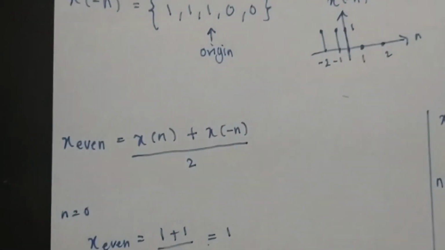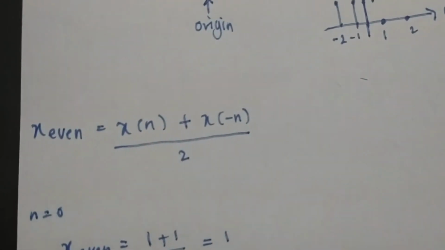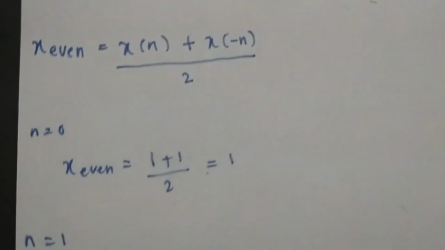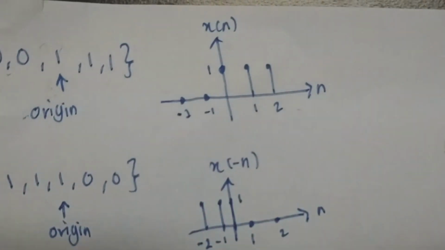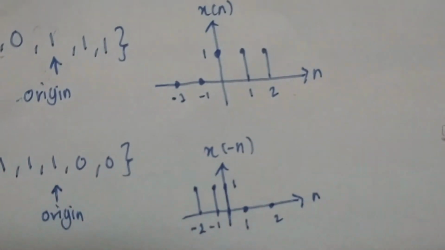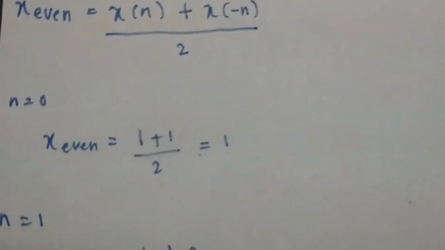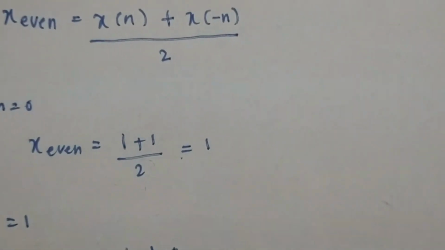So next we go to the formula. To find the even component, we use this formula: x[n] plus x[-n] divided by 2. So let's take an example for n equal to 0. The amplitude is 1 for x[n] and the x[-n] is also 1. So we put it into the formula, we get 1 plus 1 divided by 2 and we got 1.